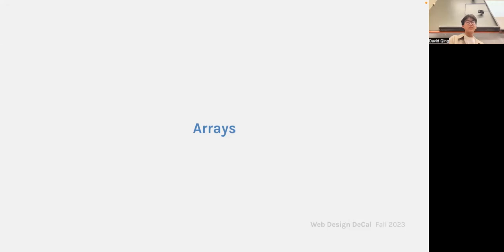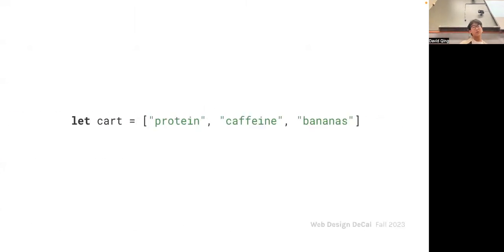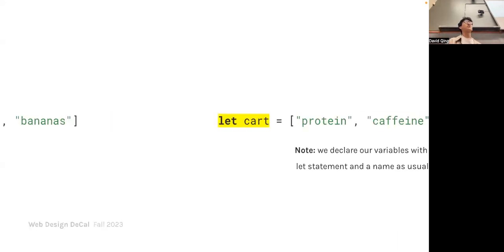And so next we're going to move on to arrays. In JavaScript, an array is a list of values, and we use them to represent multiple objects in one name. For example, if we have a grocery cart, we might have three things in there. We have a protein, we have caffeine, and we have bananas. But this is all inside of one grocery cart. So we maintain a list of all the things inside of our grocery cart.